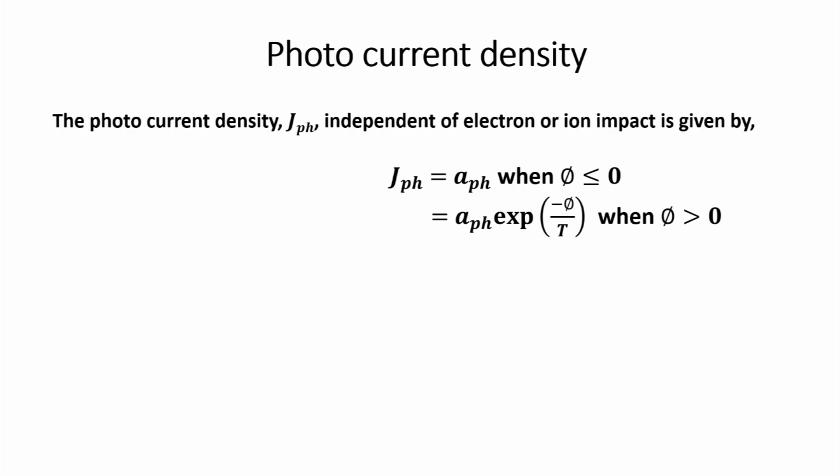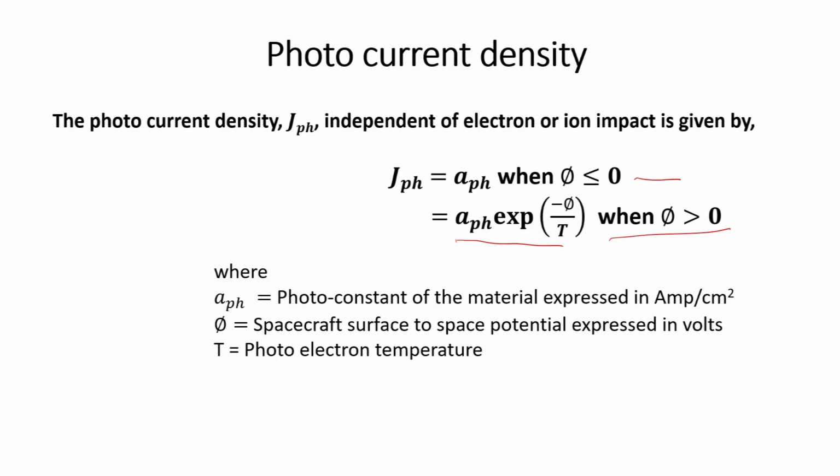So, the first part is valid when the potential is negative, and this is when the potential is positive, because both cases will come; whenever the electron is emitted, there will be a positive ion. So, that way the spacecraft can get positively charged also. Here APH is the photo constant of the material expressed in ampere per centimeter square, and phi is the spacecraft surface to space potential, expressed in volts, and T here is the photoelectron temperature.